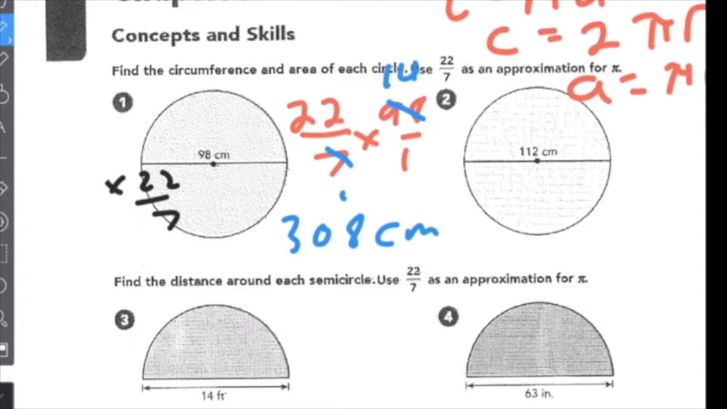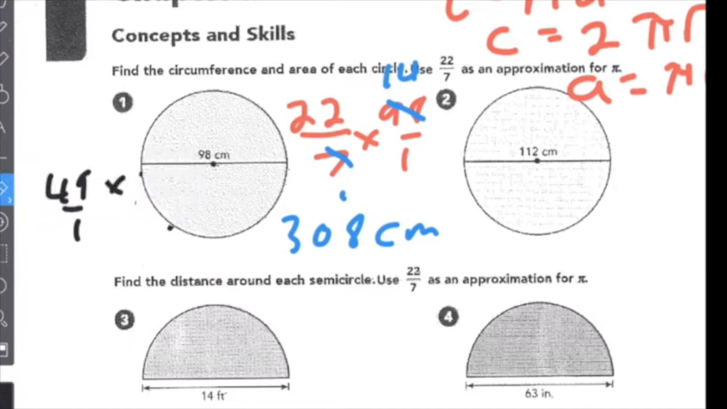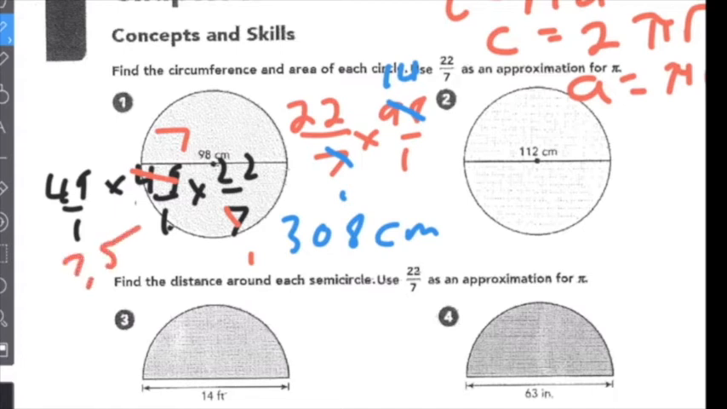We have to do 49 twice because we're squaring it, but if you do 49 over 1 times 49 over 1, times 22 over 7, it's easier to simplify because we can simplify right there. And then when you multiply everything together, you're going to get 7,546, and that's centimeters squared.